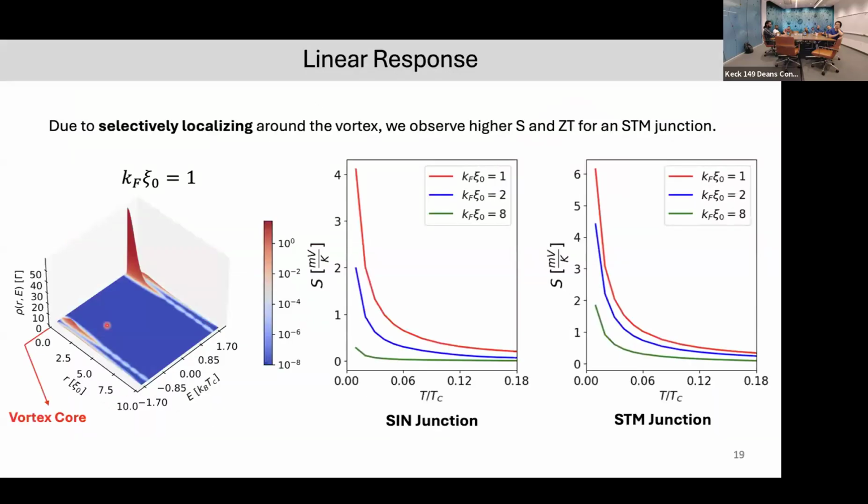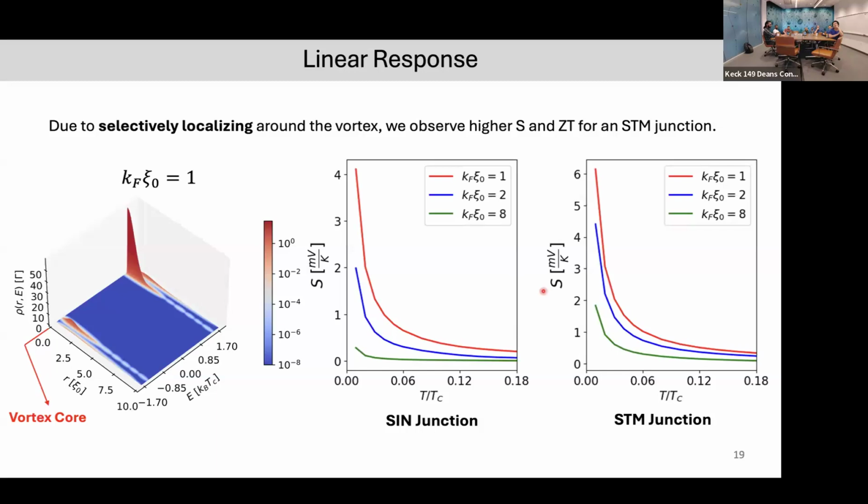Again, this is the local density of states plot where we are selectively localizing around the vortex core. And I'm comparing the Seebeck coefficient that we get out of the SIN junction with the STM junction. And you can see it's higher in all of the cases of Kf xi naught, but then it's especially higher for the case of Kf xi naught equals 8, where there's at least an increase of 6 volts, at least for the low temperature values.